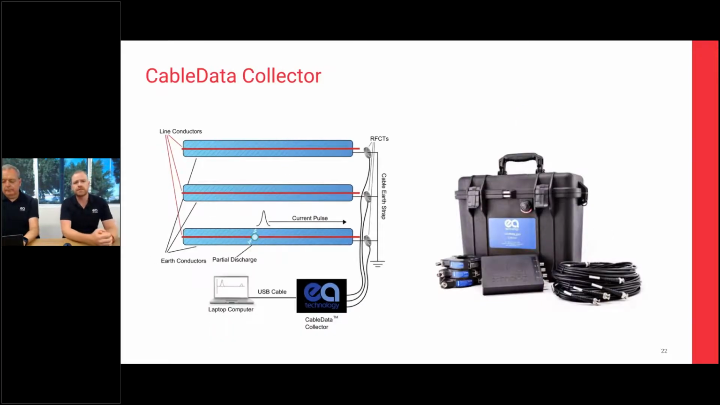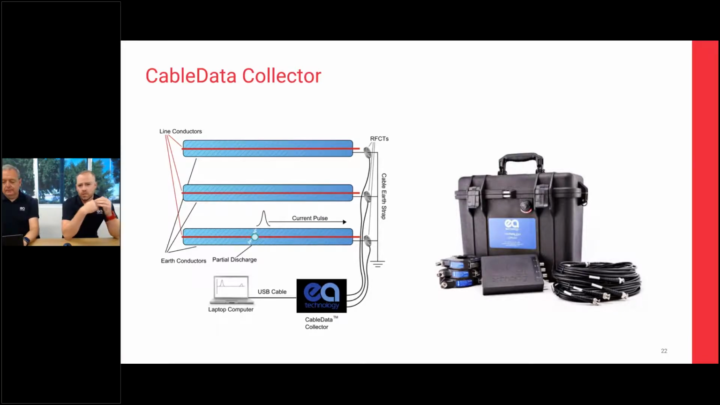So this is the main piece of instrumentation that we use. It's called the cable data collector. What you have is a piece of hardware in the middle there. You've got 3 RFCTs and you connect all of them via leads, and those leads are connected back to a laptop. On the laptop, you have a piece of software where you type in who you are, where you are, what you're testing. It's important to input the length of the cable that you're testing. If you know that before you're testing, it's very useful.